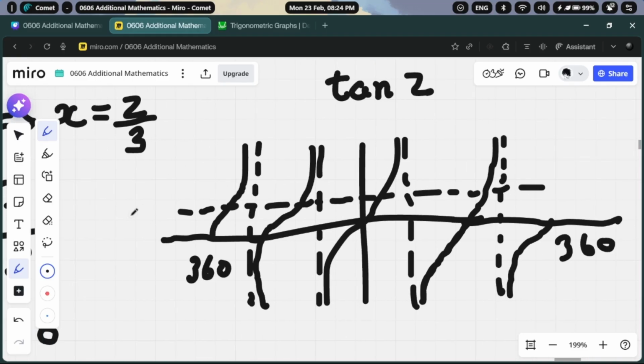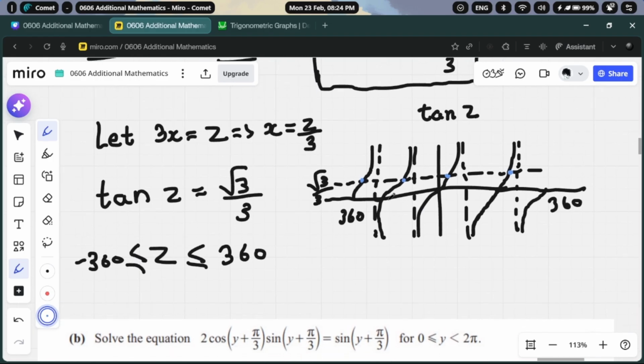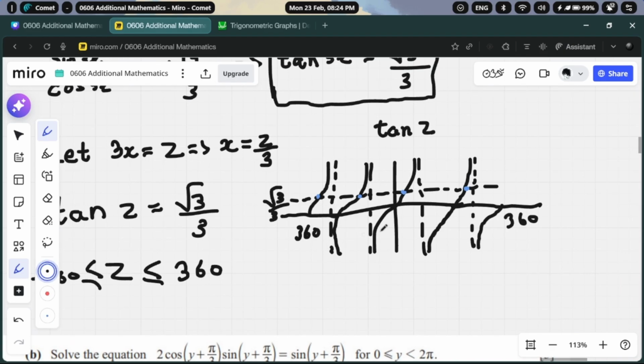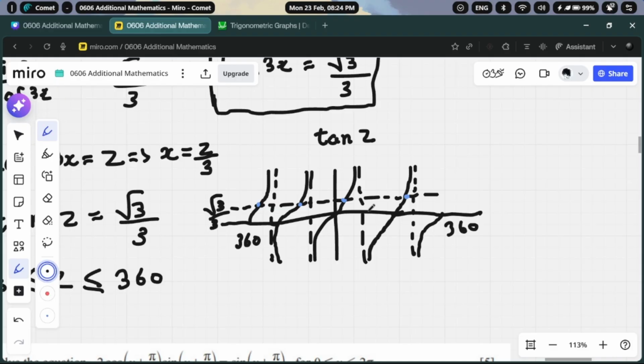And let's say it's root 3 by 3. Now I'll just use all the points, blue points, to highlight all the intersections. So you would have 4 valid intersections or 4 valid solutions to this.